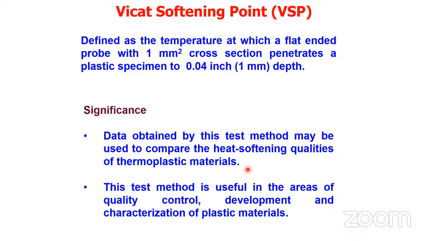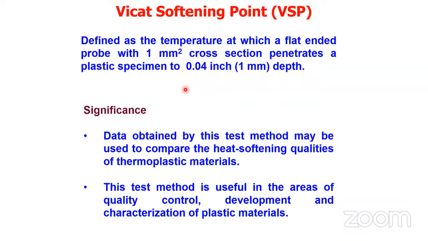Okay, at a specific temperature I'm talking about. So at some temperature, if some flat-ended probe penetrates the plastic specimen to a 0.04 inch depth, that temperature we generally call the Vicat softening point. Okay. By using this kind of test, we find out the softening temperature or softening point of the polymeric material.